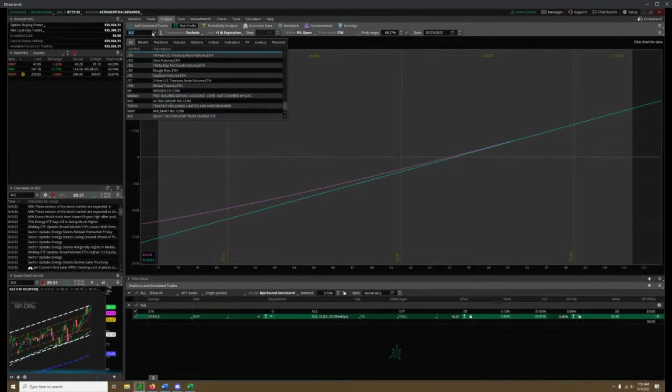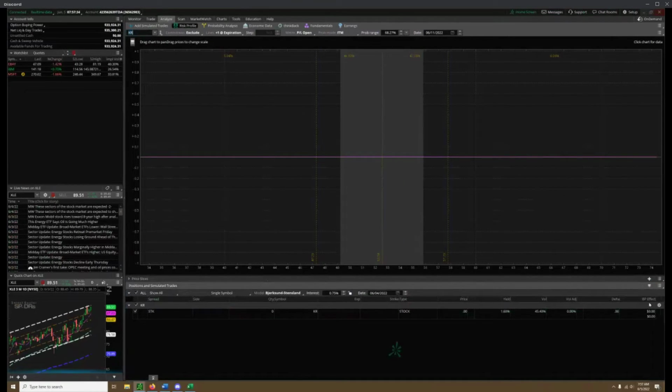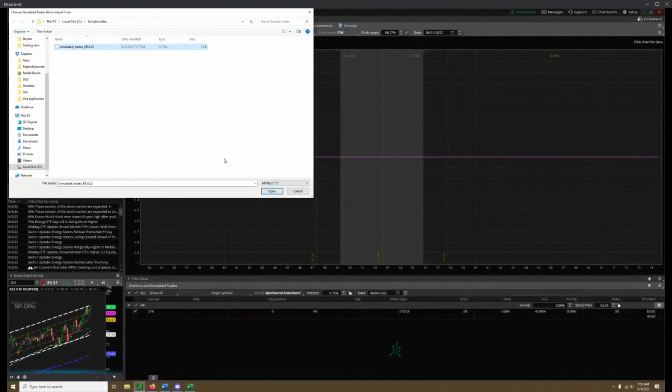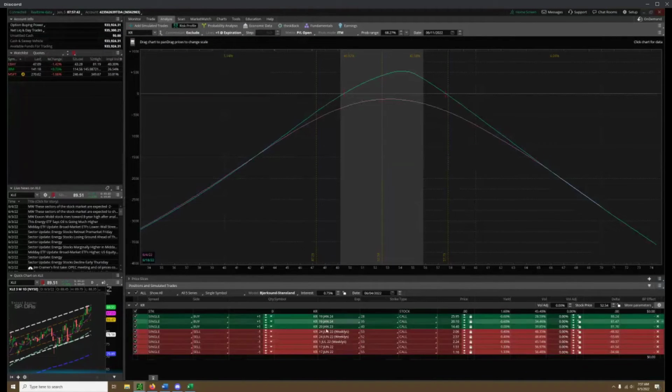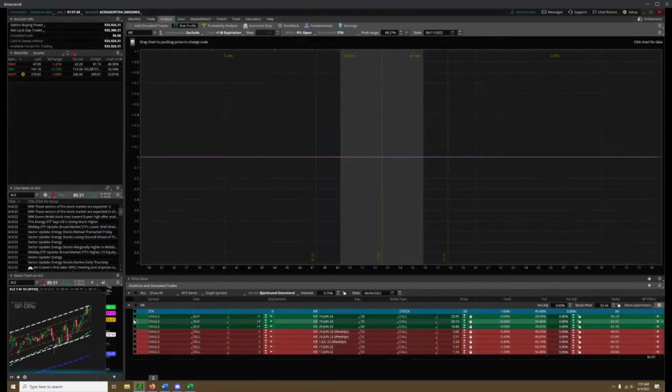Oh shit, I lost all my Kroger trades. It's okay, I'll put it back in. Should have it somewhere. Import. I saved a trade. There we go. Yeah, that's pretty much all I have, Ty.